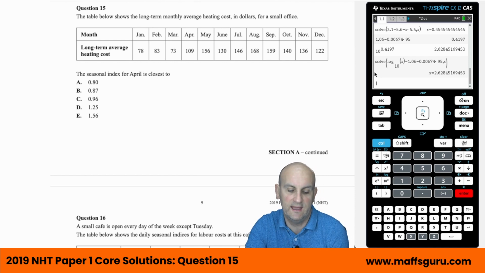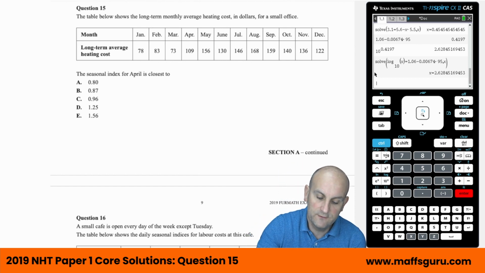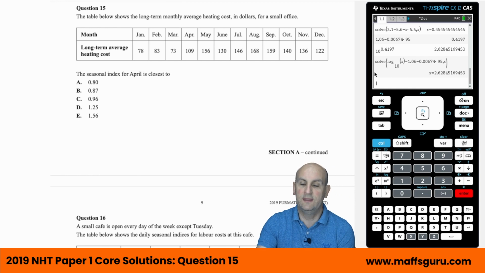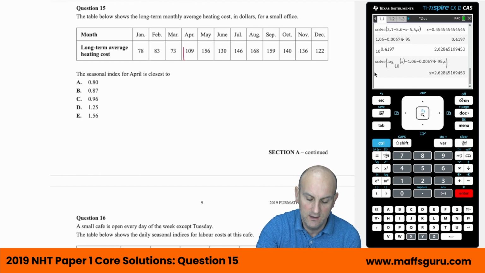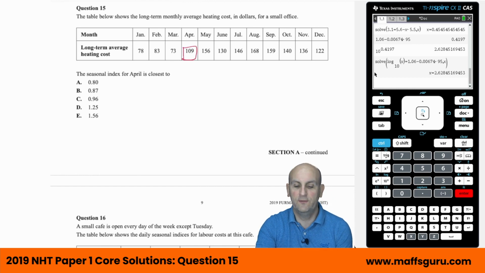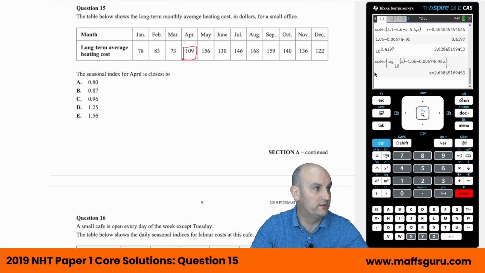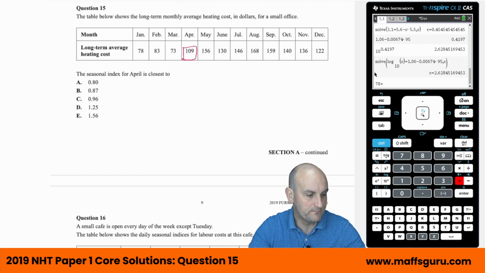The seasonal index for April is, all right. So the first thing I need to do is I've got to work out the average of all of these values here, right? So to work out the seasonal index for a particular month, and because we're doing April, we're going to find out the average of all those values. So I'm going to do 78 plus 83 plus 73 plus 109.